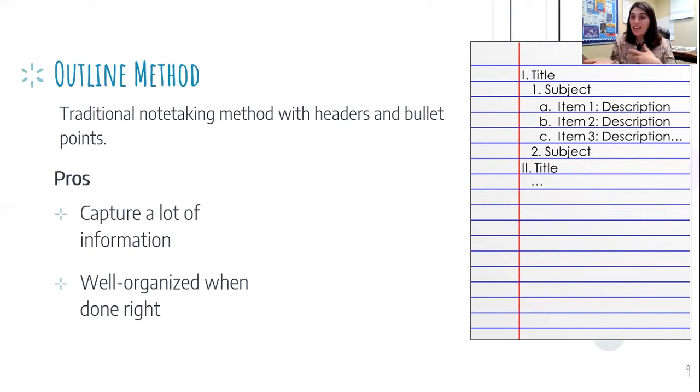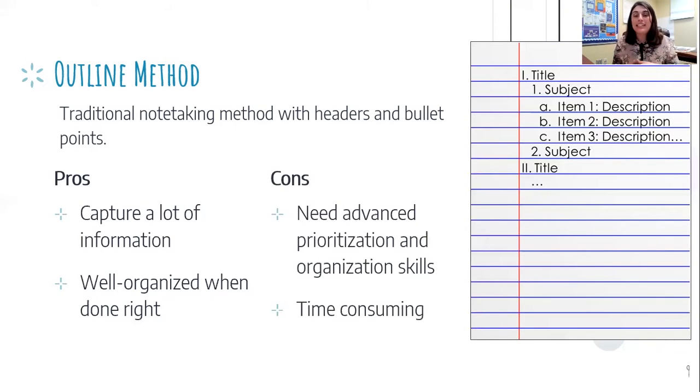There are some pros and there's some cons with this type of note-taking style. So some of the pros are that you can capture a lot of information with this note-taking style. It's typically the easiest. It's typically the one that students sort of default back to when they start to take notes. And then when these notes are well organized, when they're done correctly. And that sort of leads to the cons, is that you really need advanced prioritization and organization skills in order for these type of notes to be done right.